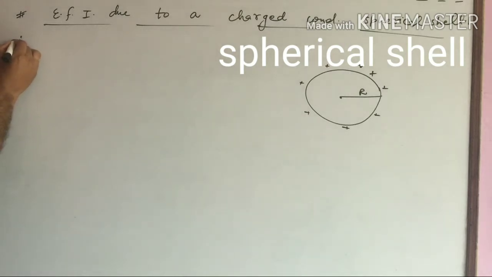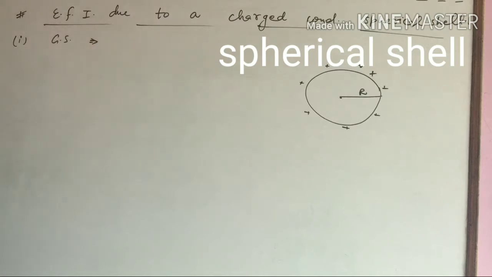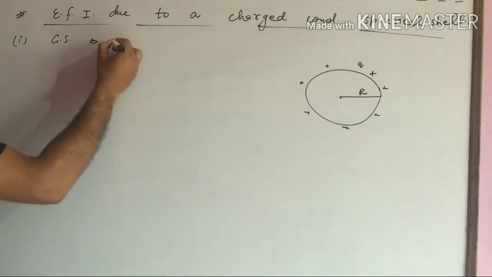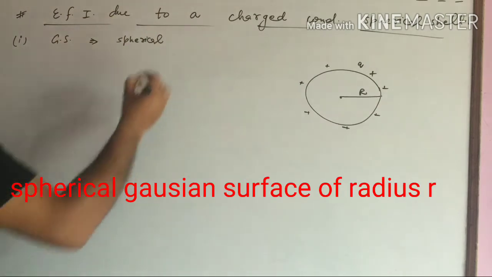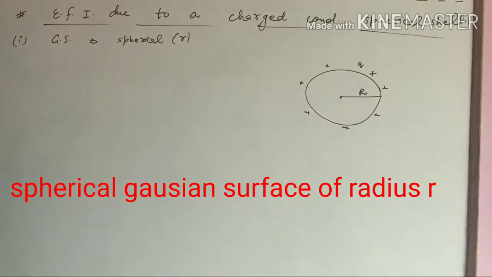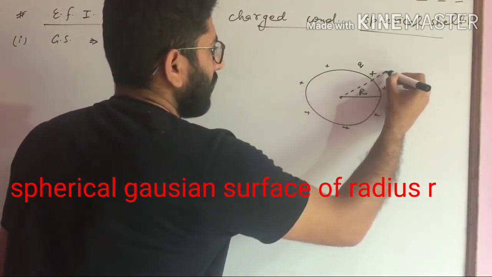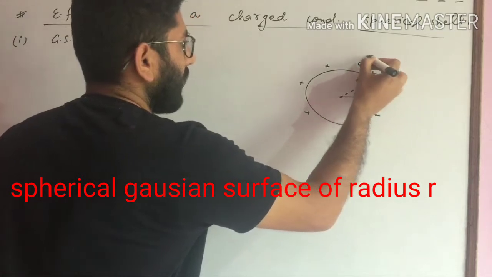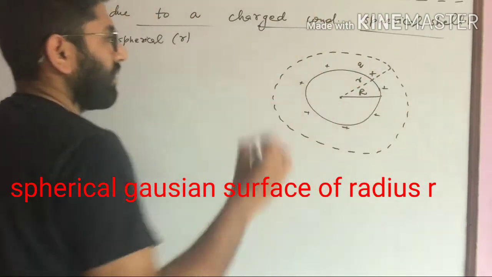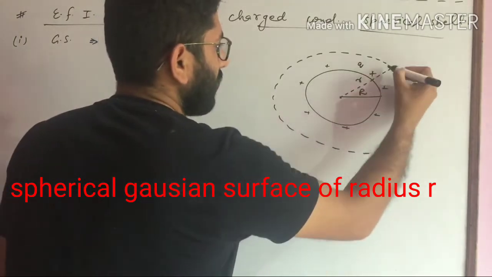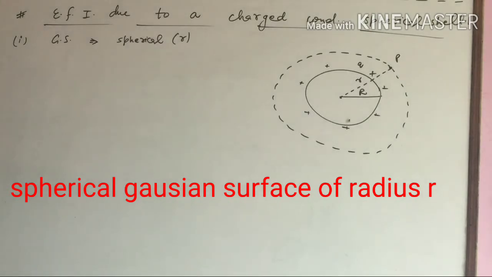So the first step is a Gaussian surface. The Gaussian surface should be symmetric and closed. So in this case again we will be having a spherical Gaussian surface, and suppose its radius is small r. I can show the Gaussian surface over here. Suppose this is radius r and this is the Gaussian surface, and this is the point P where I have to find out electric field intensity.